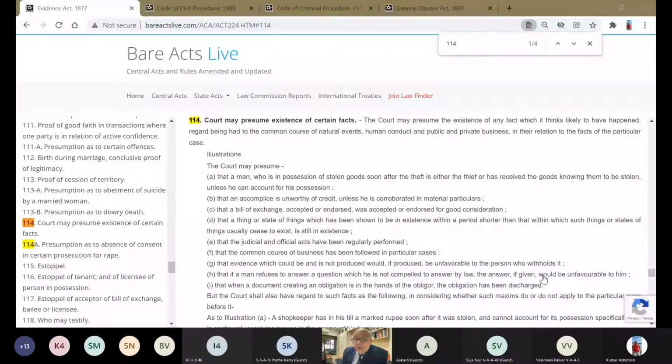Number one, the court may presume that a man who is in possession of stolen goods after the theft is either the thief or has received the goods knowing them to be stolen, unless he can account for the possession. So this is directly under the criminal law. Indian Penal Code में आएगा. Receiver of the stolen goods पढ़ चुके हैं आपने. Section 411 के अंदर वो an offense है वो. Isn't it? Theft हो गया, चोरी हो गया.